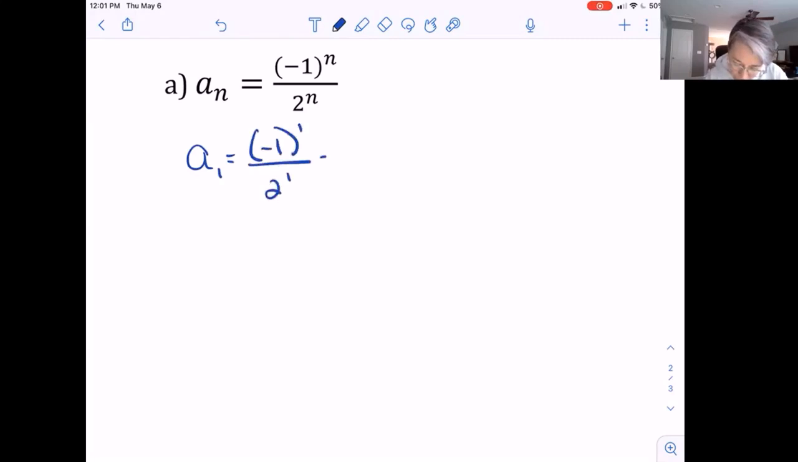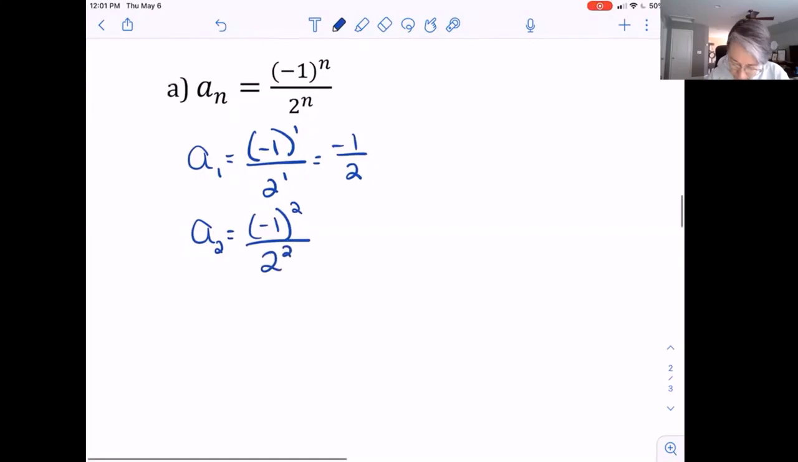It's a plug and chug. So our first term is a -1/2. Our second term, we plug in a 2 for n, and we get a positive 1/4. Plug in a 3 for n, we get a -1/8.